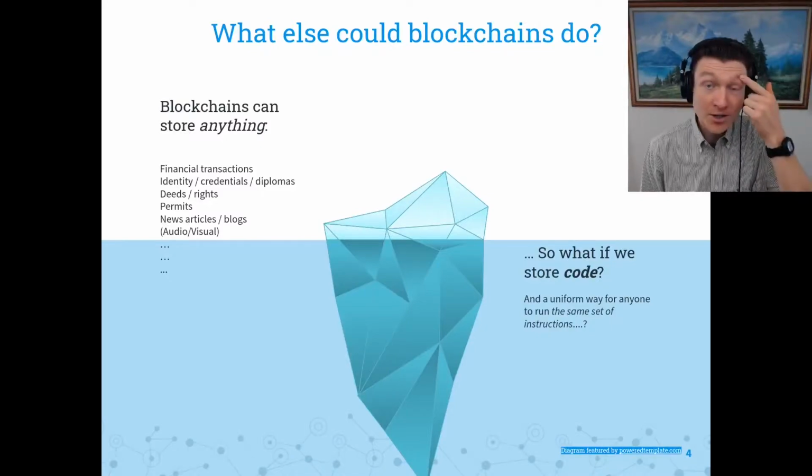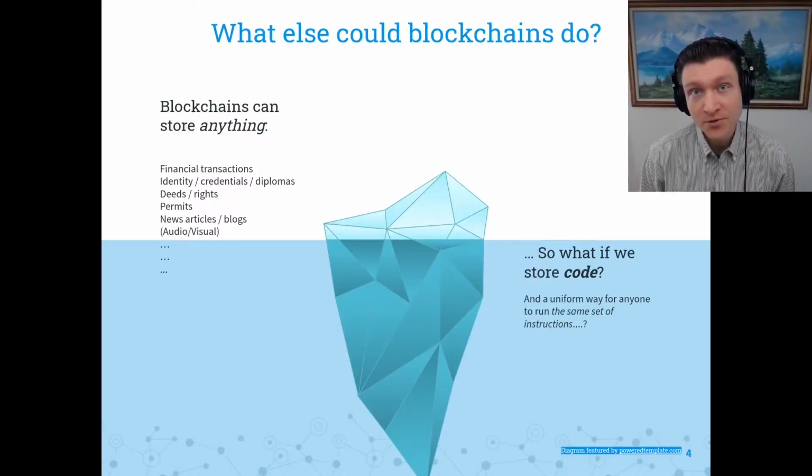But what else can blockchains do, right? We don't just have to store financial transactions. That's definitely one thing we could do there. But what about identity? Things like credentials and diplomas, deeds or rights, and permits to be able to do things, or even more abstractly, news articles, blogs, audio-visual. There's anything, and really, blockchain is just a database, so we could store anything. But what if we store code? And particularly, if we store code and an engine to be able to run this code universally across the network, we can decide that, again, that immutability is guaranteed in this blockchain network.